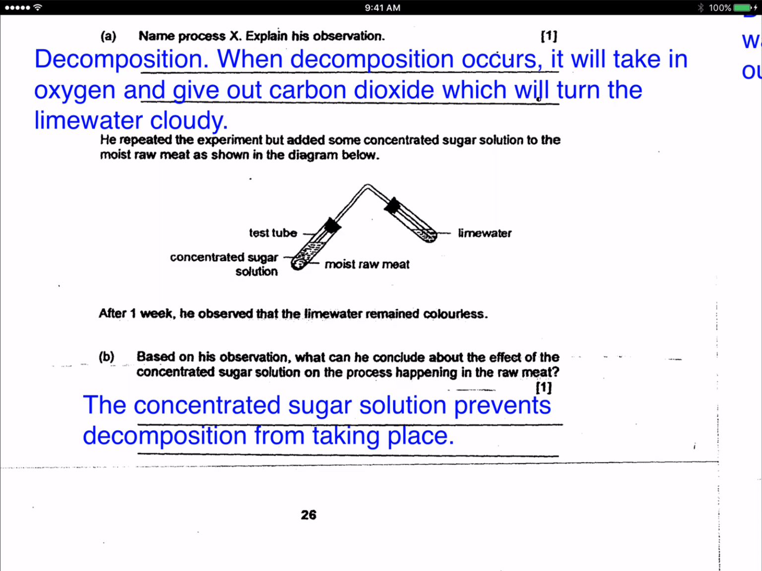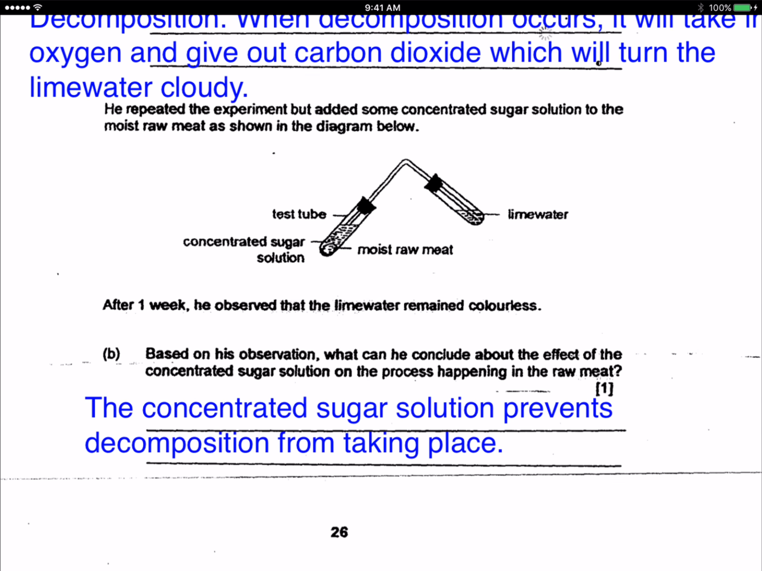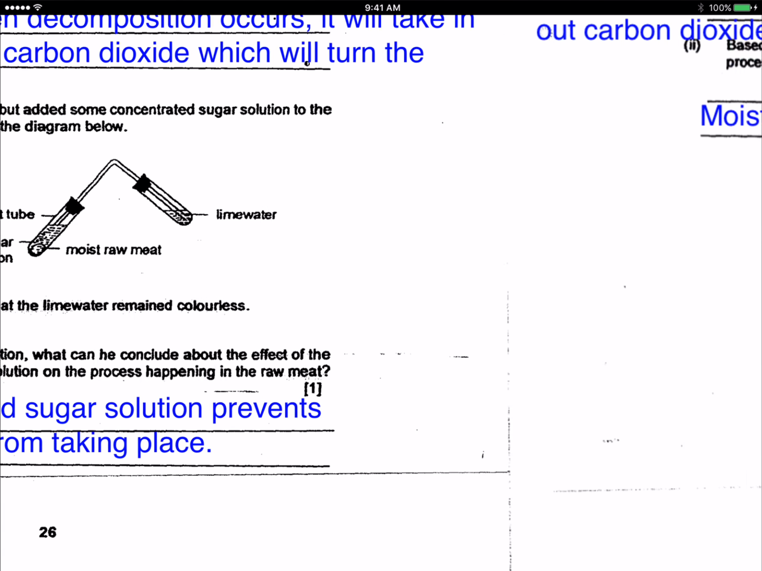What do you write? We know the decomposition did not occur is the observation. They ask you what is the conclusion? You're talking about different questions. You're talking about 31 CI. Oh, 31 CI. Okay, yeah. Okay, next one.